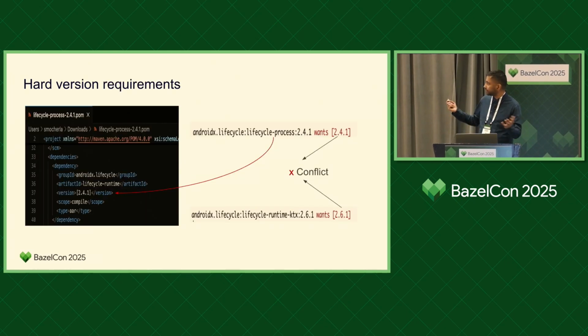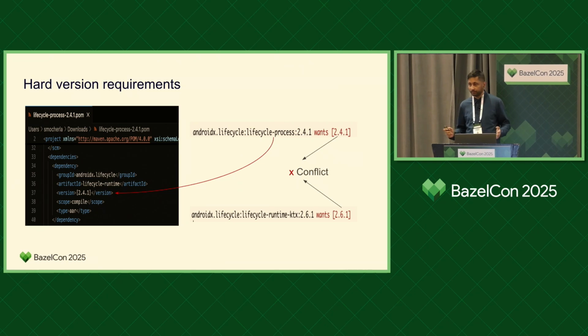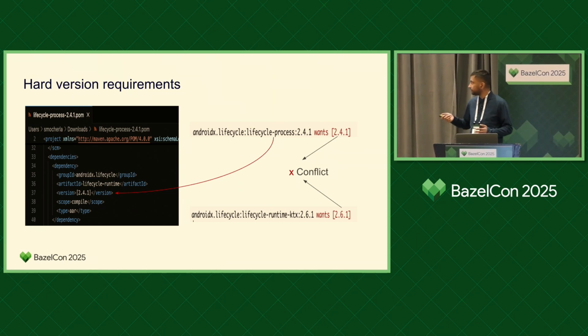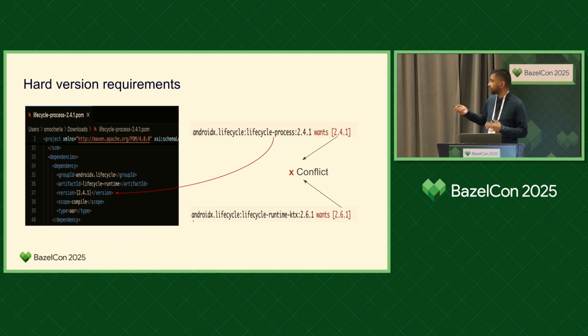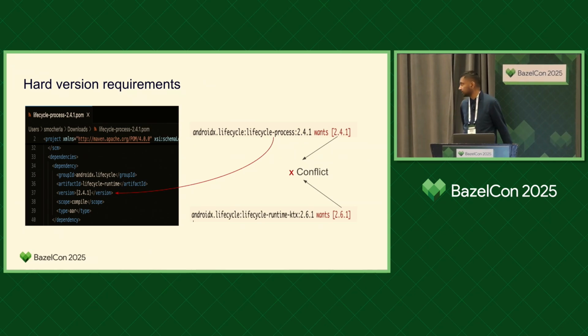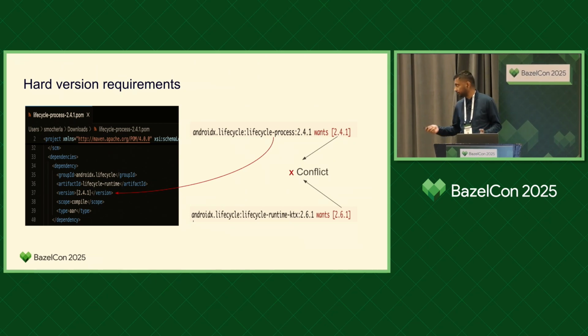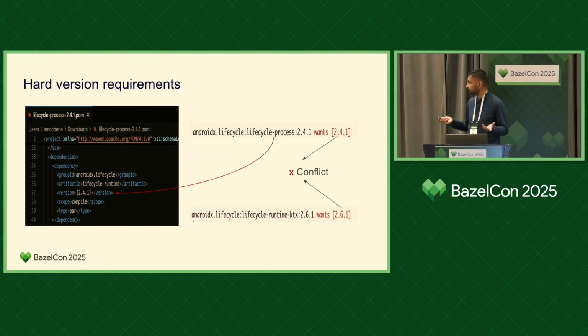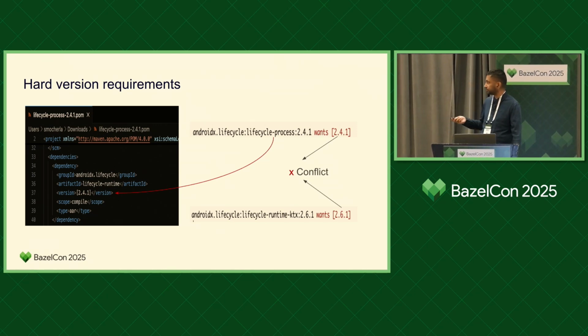So where do these hard version requirements come from? Well, as I mentioned, these resolvers look at POM files. In this example, lifecycle process explicitly wants lifecycle runtime of 2.4.1, but through another transitive dependency, it wants a different version. Now it's very hard to reconcile. And another thing to note, these artifacts don't have a BOM, so you can't really make sure the versions are aligned.